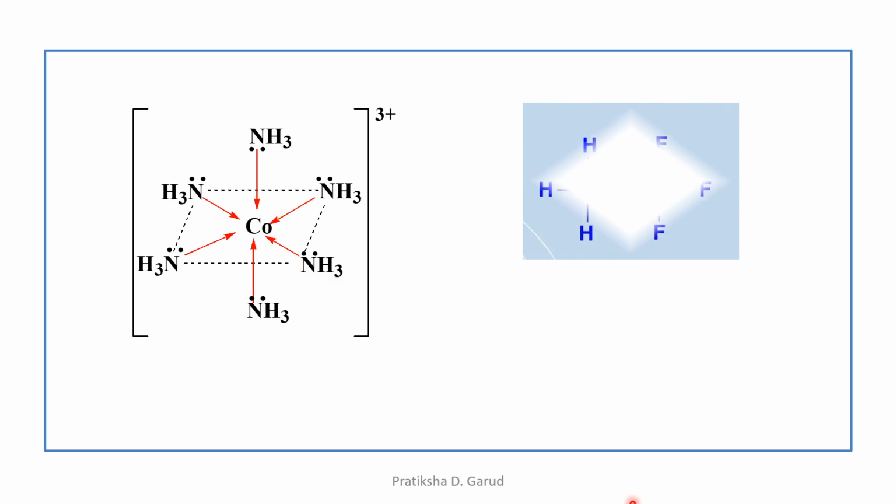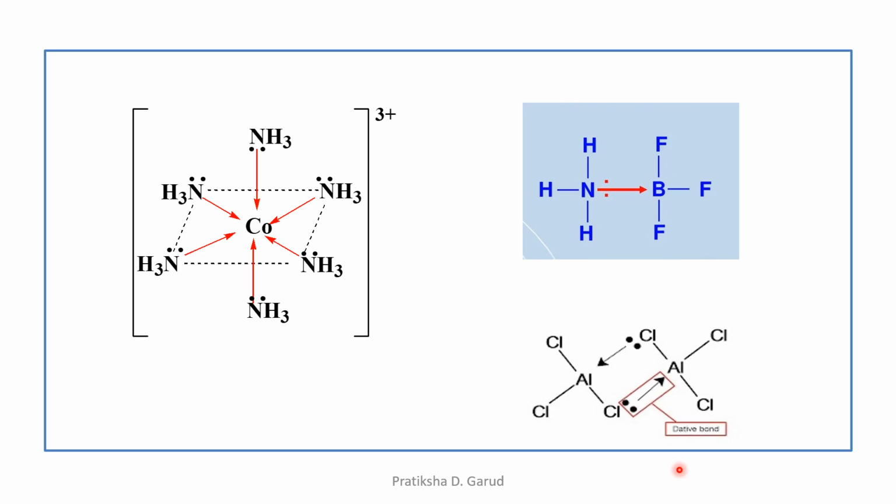Another example. This is another example in which there is a coordinate or the dative bond formation between nitrogen and boron. Now here one atom is more electronegative and the other atom is less electronegative. So nitrogen is more electronegative because it has a lone pair of electrons, so it is sharing its lone pair with the boron. That's why there is a formation of the dative bond, and the arrowhead is from nitrogen to boron. Similarly, one more example.